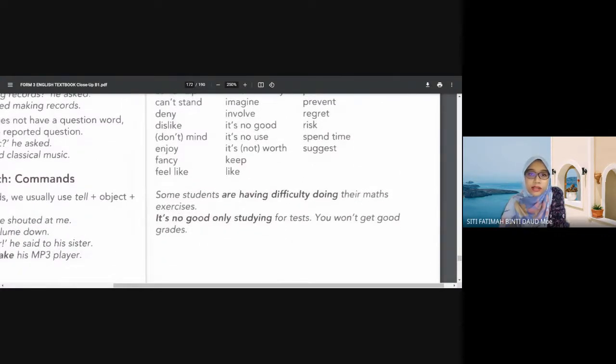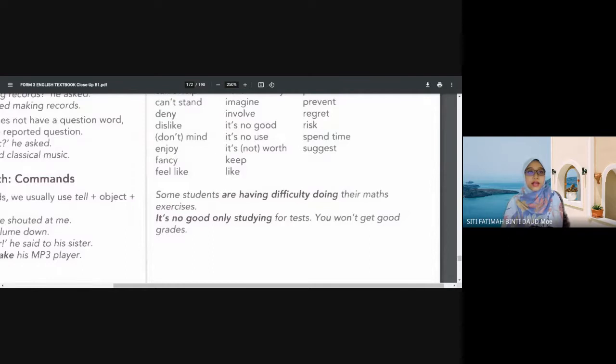Some students are having difficulty doing their maths exercises. Okay. Are having difficulty. Are having difficulty doing. Okay, this is a gerund. Okay, so you use a gerund after this. It's no good only studying for tests. You won't get good grades. It's no good only studying. Okay, studying is a gerund.